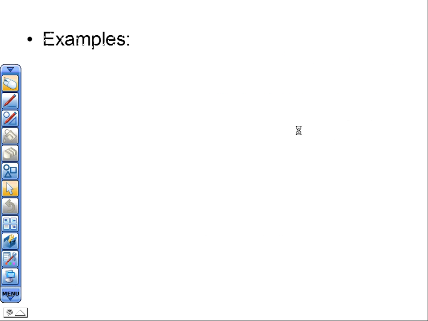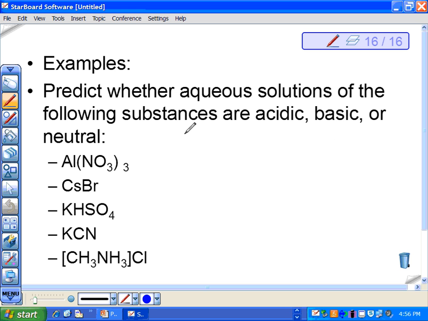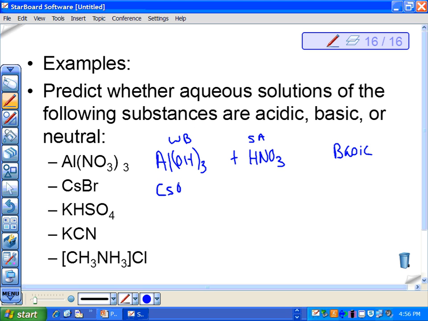So we just practiced these examples, and one of the homework assignments is having you do this, so I'll do it very quickly. It is getting close to 5 here. So this would probably be made from aluminum hydroxide and nitric acid. So this would be a weak base, and this is a strong acid, so therefore this one would be an acidic salt. This one's made from cesium hydroxide, which is a strong base, and hydrobromic acid, which is a strong acid, so therefore this one would be neutral.